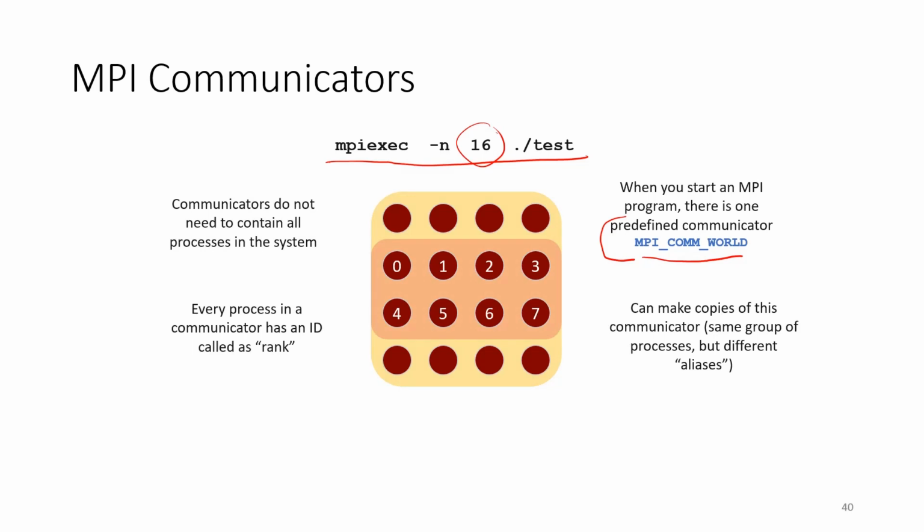And actually, you can create communicators that do not contain all the processes in the system, unlike MPI_COMM_WORLD. In this case, every process in the communicator has an ID that we call the rank. For example, if this is the first process, this is the second one, third one, fourth one, etc., then they will have these ranks from 0 to 7.